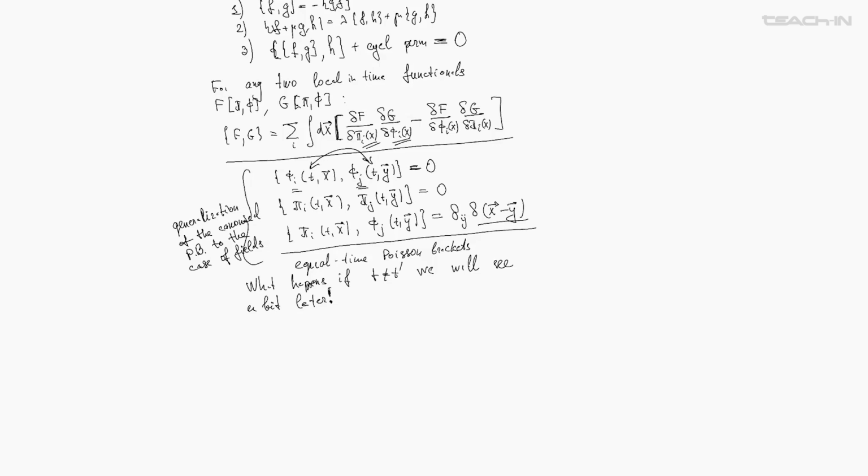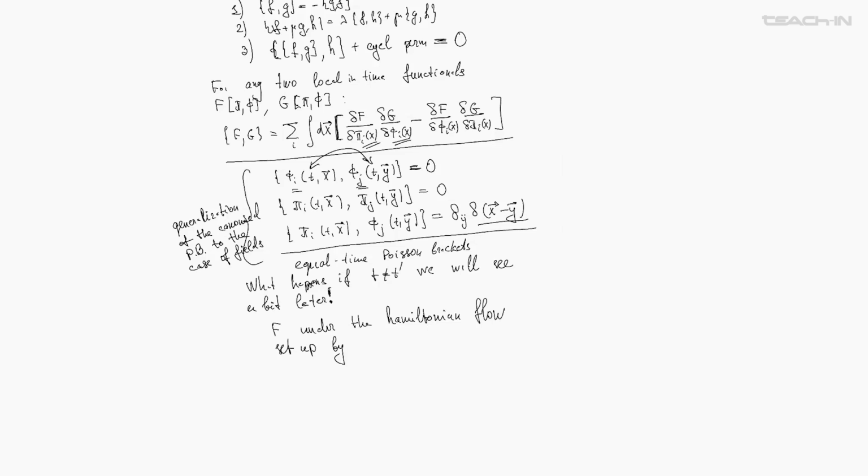Meanwhile, if we have such a Poisson structure, an equal time Poisson structure, we can define the time evolution of any functional, say F, under what people call the Hamiltonian flow, set up by your preferred choice of the Hamiltonian.